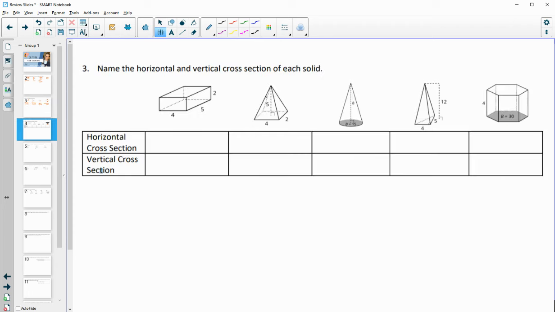Number 3, name the horizontal and vertical cross sections of each solid. So horizontal in each of these is going to end up being parallel to the base. So if we're thinking about this horizontal cross section, it's going to look something like this. So we get a rectangle for this one.